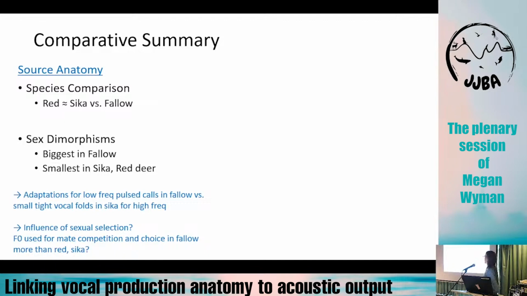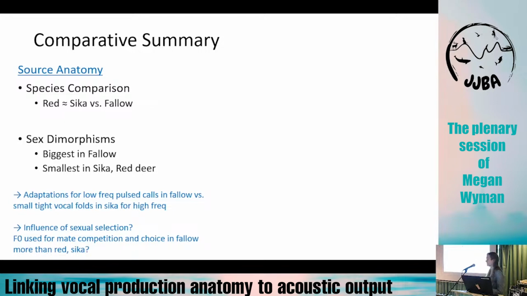So just doing a sum up of the source anatomy: the larynx in the red and the Sika are very similar, just sort of scaled differently, but the fallow is very different with the sexual dimorphism and the anatomy of the larynx. The fallow is very floppy, and the red deer and the Sika are much more stiff and shorter. And then sexual dimorphisms, as I said, are bigger in fallow males, and smaller in red deer and Sika.